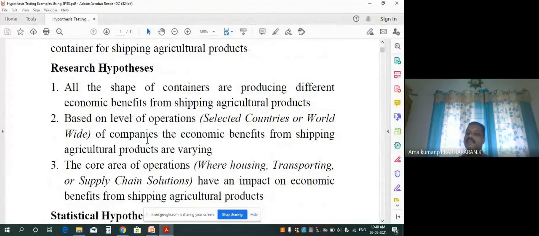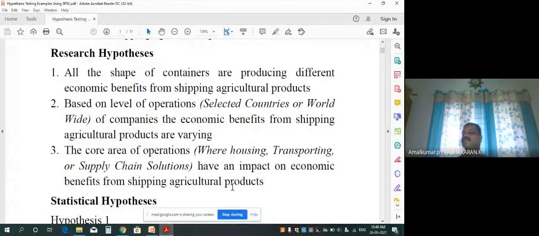Then the third one is the core area of operation of the shipping company. There are three core areas in a shipping company: warehousing, and transporting or supply chain solutions. These are the core areas of a shipping company, and they have an impact on the economic benefits from shipping agricultural products. So the research hypothesis he formulated is that the core area of operation, including warehousing and transport or supply chain, has an impact on the economic benefits from shipping agricultural products.